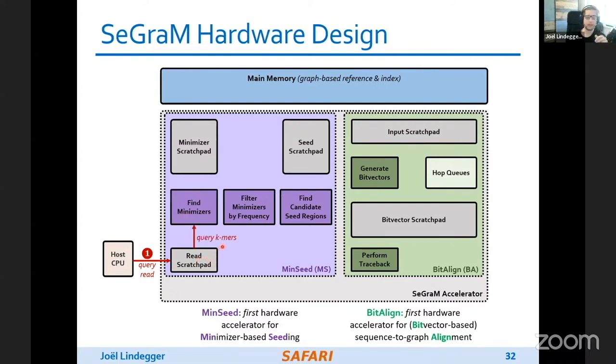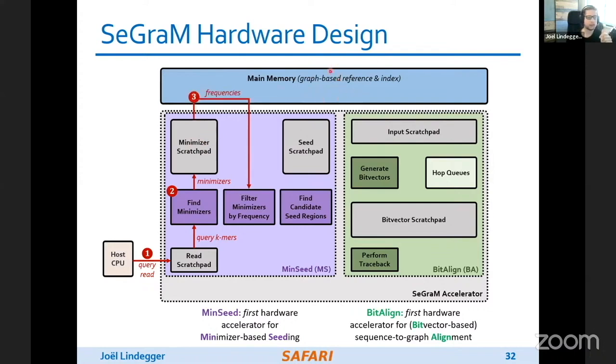It extracts all k-mers, so length k substrings from the read, and it just calculates which of those are minimizers. This is this minimizer strategy, which I believe I've introduced before in the course. Anyway, you write these minimizers to another scratchpad, so on-chip memory, and now you have a list of seeds to look up in your index.